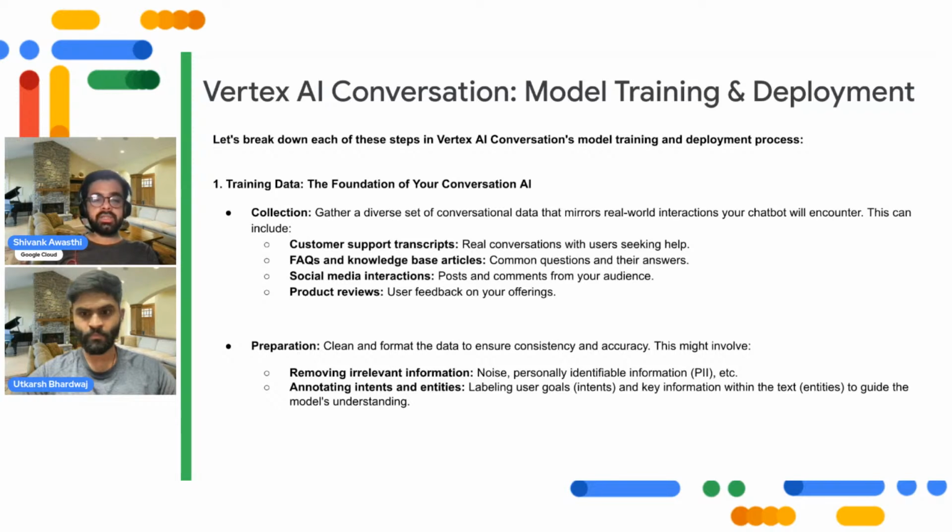Then comes the next step, preparation. Preparation is basically cleaning and formatting the data to ensure consistency and accuracy. This might involve removing irrelevant information, which could include noise, personally identifiable information, etc., and also annotating intents and entities. This could be labeling user goals and key information within text to guide the model's understanding.